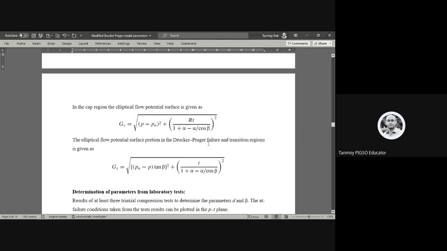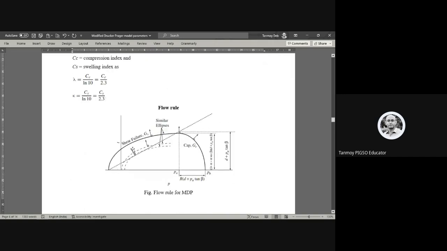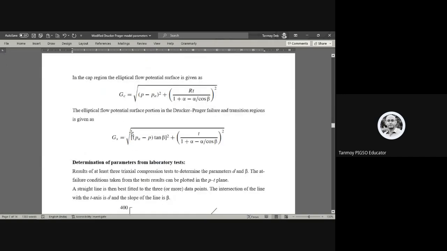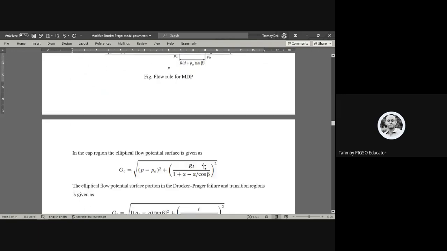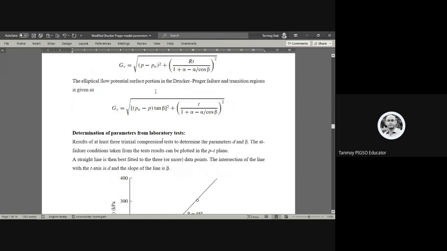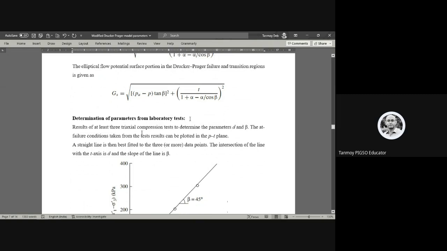And for this shear failure surface and the transition surface, both the surfaces are combined together, so it is given by this expression. So these are basically governing the flow. These are used to determine the plastic strains, or through iterations, when it exceeds yield, how the strains are calculated at each increment. So to determine these parameters from the laboratory, results of at least 3 triaxial compression tests are used to determine d and beta.